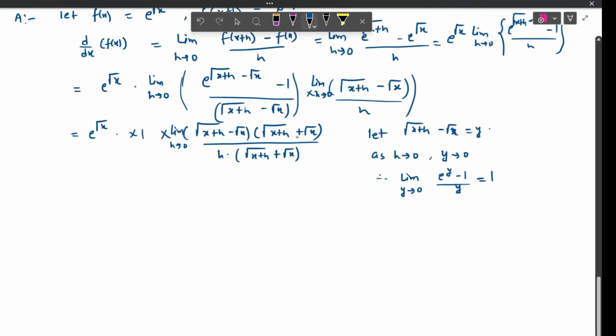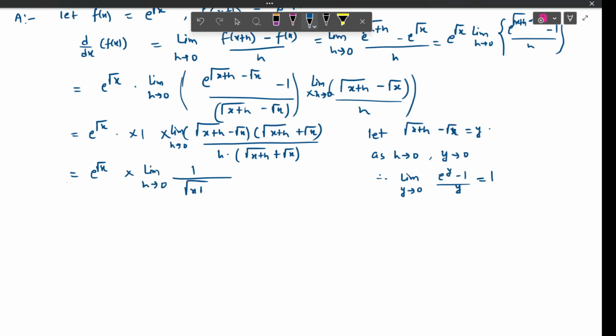So it is a plus b into a minus b, a square minus b square, that is x plus h minus x, that is h. h by h cancels out, then we will remain with e to the power root x into limit h tends to 0, 1 by root of x plus h plus root of x. If you put h tends to 0, it will be 1 by 2 root x. So the answer is e to the power root x by 2 root x.